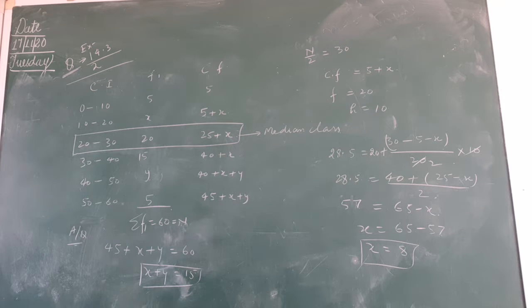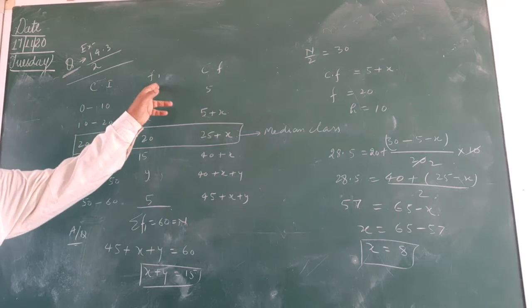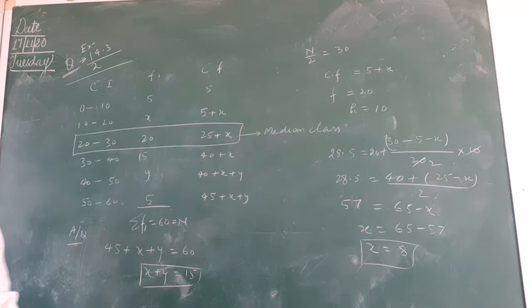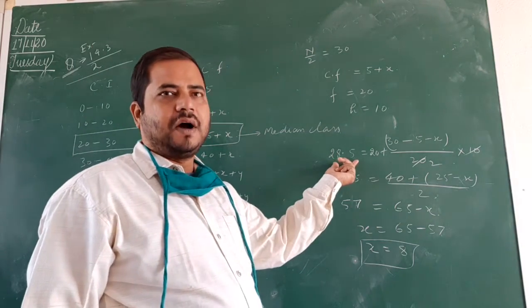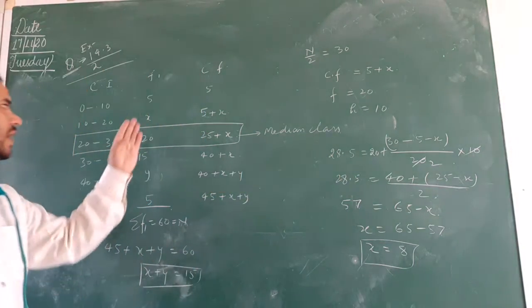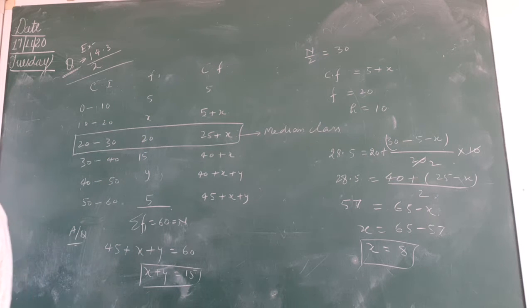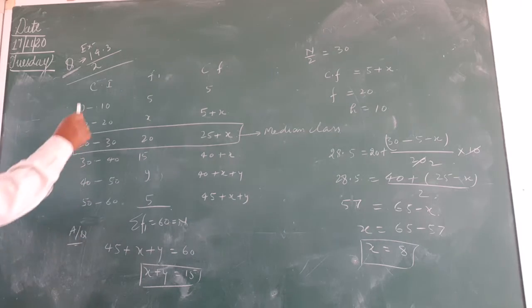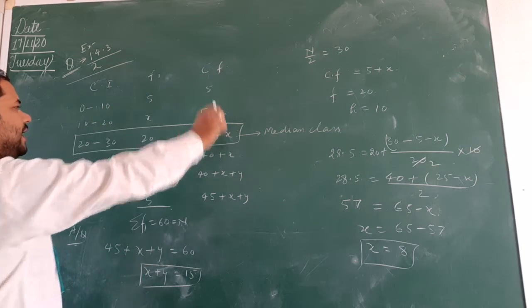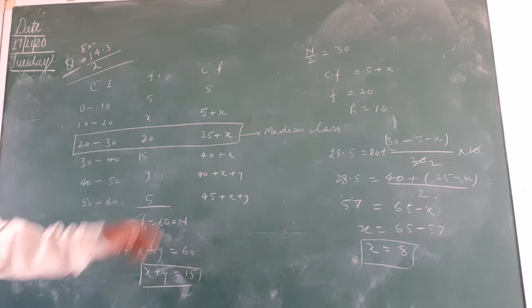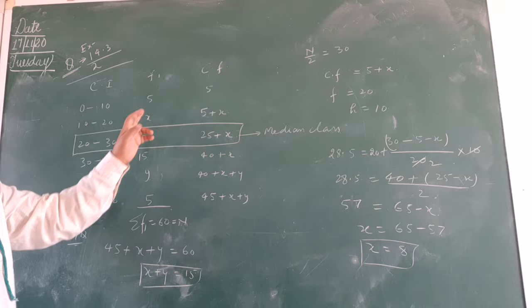In this question, class interval is given, frequency is given, and the median of the data is given as 28.5. We need to find the value of x and y, that is, the missing frequencies. So first of all, class interval and then frequency. We find cumulative frequency. CF means cumulative frequency, and this is nothing but 5.